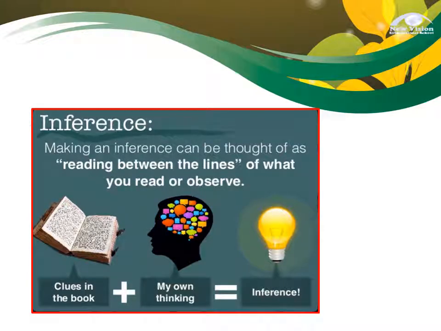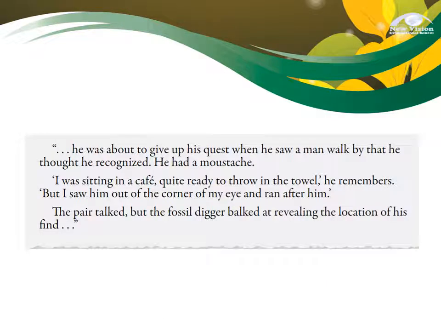Now, class, if in your mathematics and science you have your formulas, so in English, we can say that making an inference can be thought of as reading between the lines of what you read or observe. In the article King of the River of Giants, the author says that Nizar Ibrahim is looking for the fossil hunter. Does he find him? The author does not explicitly answer this question. Readers must make inferences to fill in the gaps about what is not said in the text. So let's read this text and make an inference later.